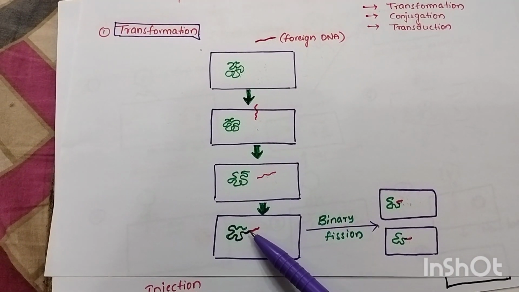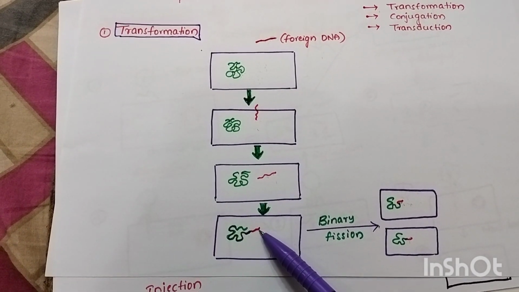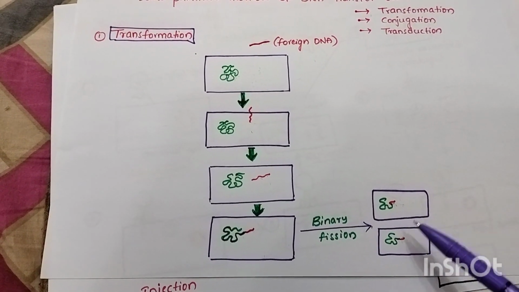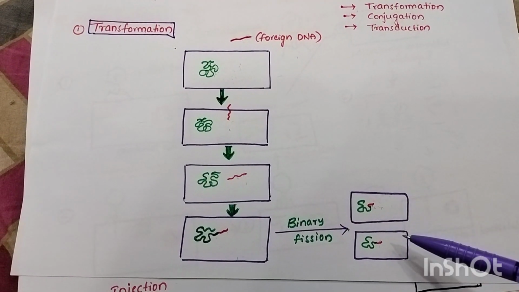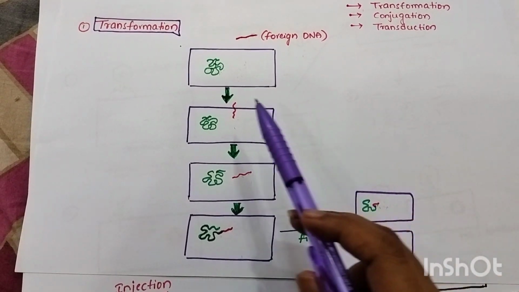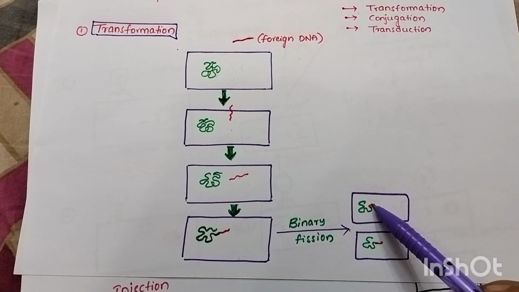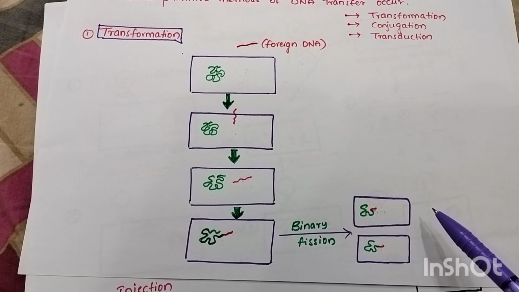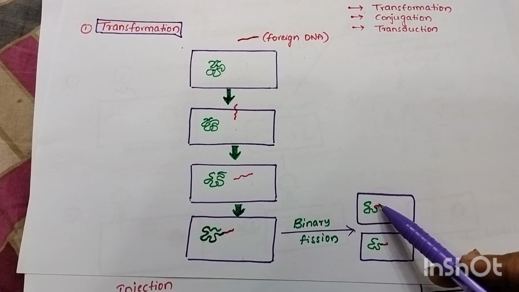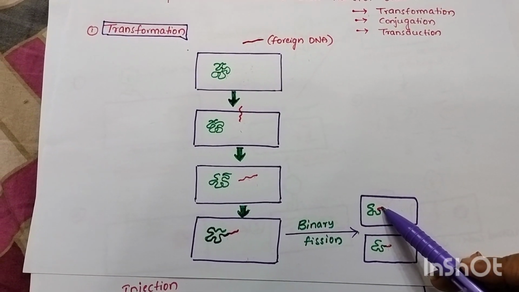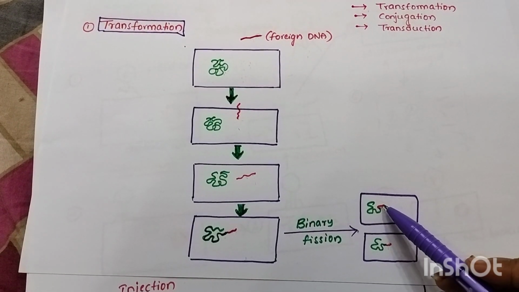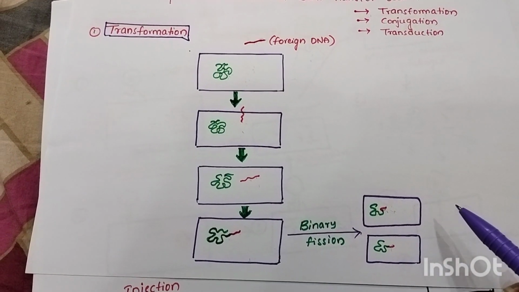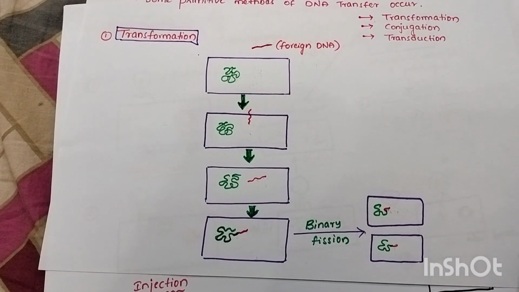During the binary fission, this incorporated genetic material along with the foreign DNA replicates and passes on to the next generation of bacterial cells, the new offspring. So these two newly produced bacterial cells have their own parental DNA along with this foreign DNA. Because of this foreign DNA, they express some new characters. Let's say this foreign DNA has an antibiotic resistance gene. Since this foreign DNA has an antibiotic resistance gene, these bacterial cells also show antibiotic resistant characters.